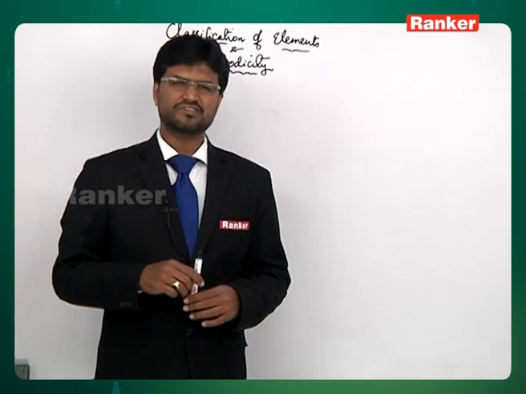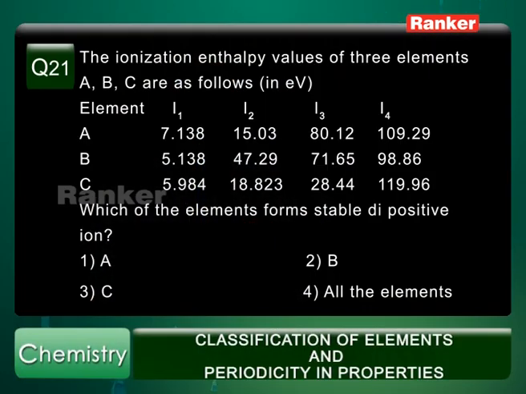Now, the question is which of the elements forms a stable dipositive ion, and the correct answer is element A. A stable dipositive ion is formed by an element which can lose two electrons, and this element is supposed to have two valence electrons. The element with two valence electrons is A, because in this element there is a huge difference between I2 and I3. Answer is first option, element A.